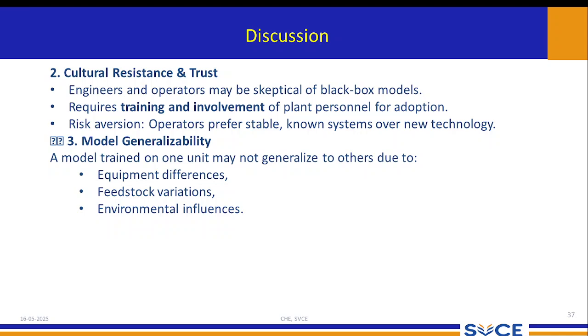Model generalizability. A model trained on one unit may not generalize to others. That is very important, due to equipment differences, feedstock variation, and environmental influence. I can give an example of equipment differences.